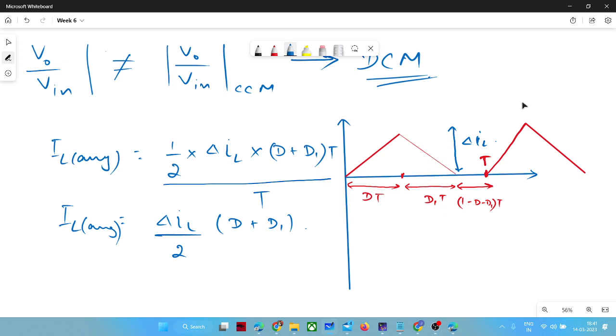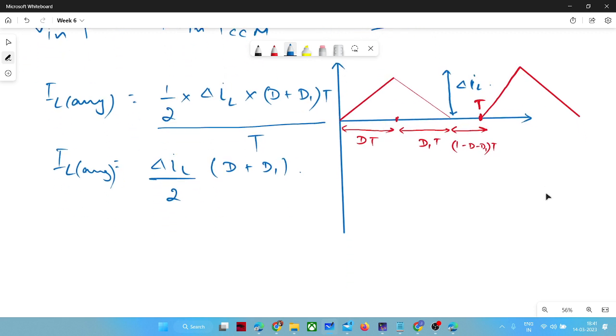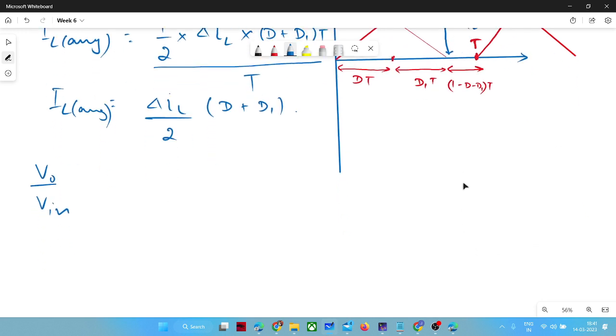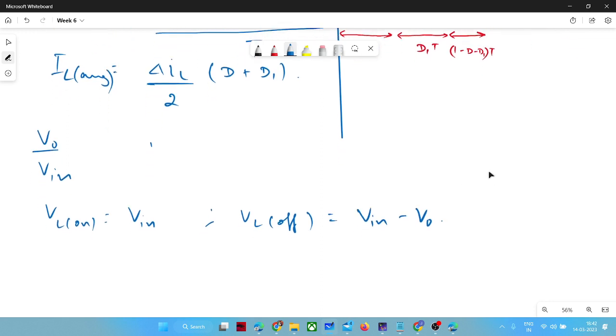So first thing first, you compute the ratio of output to input, V naught by V in, similar to whatever you did in CCM. This time, during on, the inductor voltage would be V in minus V naught, and during off it is minus V naught. To apply volt-second balance, V in minus V naught into DT plus minus V naught into D1 T equals 0.